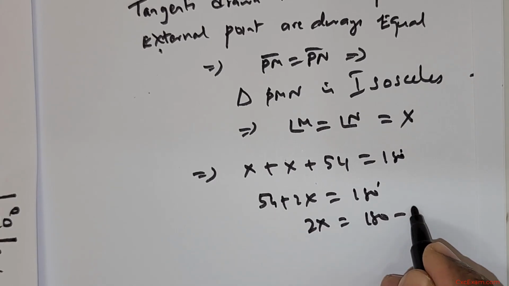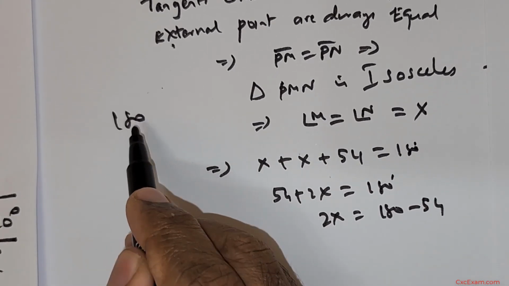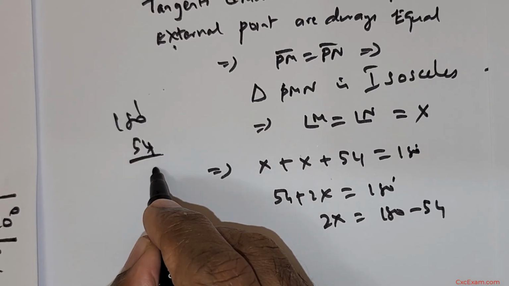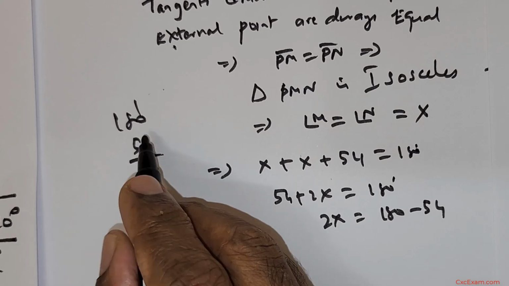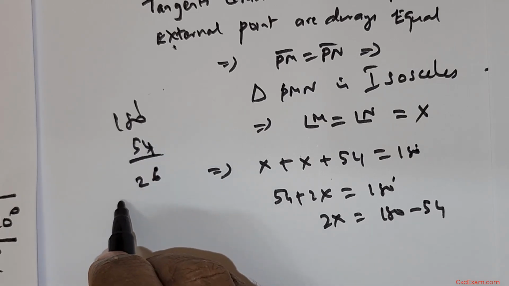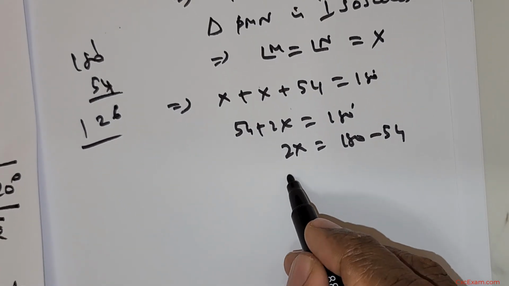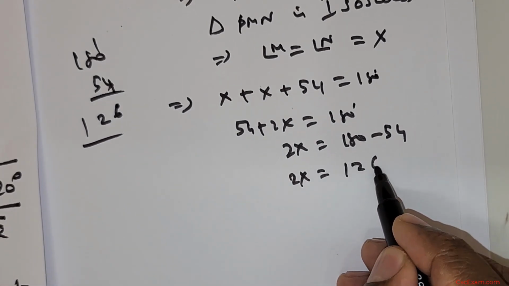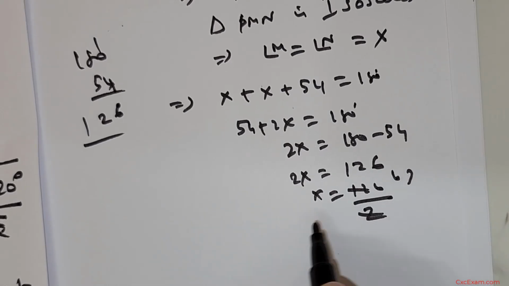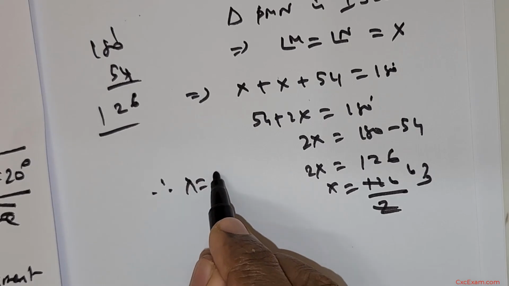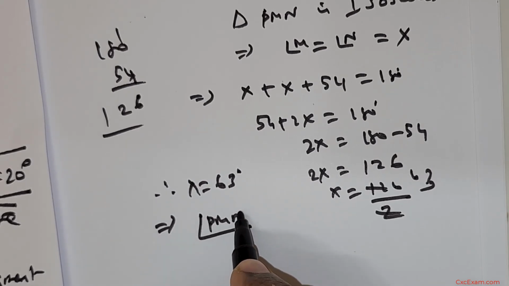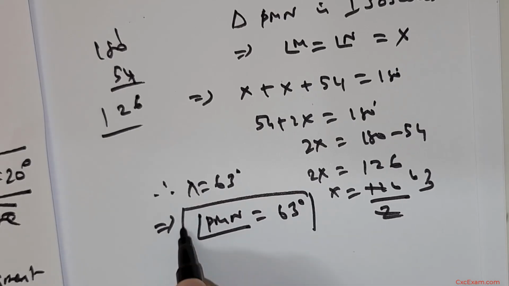So 2x is equal to 180 minus 54. So you take 54 out from 180. What do you get? 126. So 2x is equal to 126. So x is equal to 126 divided by 2, 63. So therefore x is equal to 63 degrees. This means angle PMN is equal to 63 degrees.